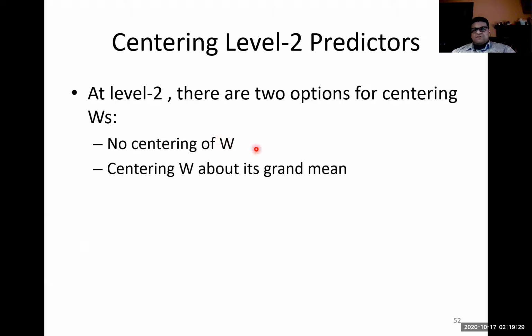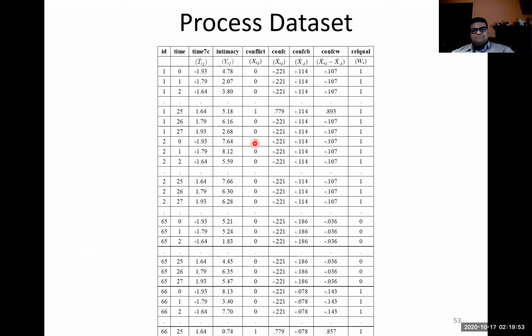So that's one option. Another option is that we could center W, and the only mean that we can center around is its grand mean. And it turns out that either of these are fine, but we're going to leave it in its raw form because 0 has a meaning. So it's a dummy code, essentially. And so here's the process data set with the symbols that are going to correspond to the multi-level equations that we're going to be going through in just a little bit. Okay, but this is sort of a bird's eye view of the entire data set.